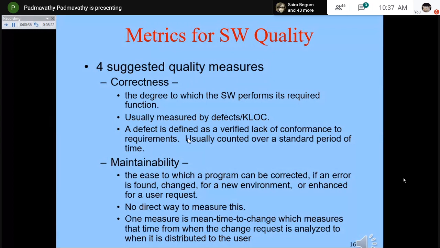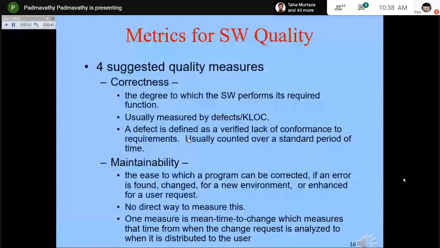KLOC, as I already told you, is thousands of lines of code. A defect is defined as a verified lack of conformance to the actual requirement. If the software is not delivering what exactly is mentioned in the requirement, that is a defect. If it is delivering what is exactly mentioned in the requirement, then there is correctness in the software developed by you. That is the quality by which software is measured.